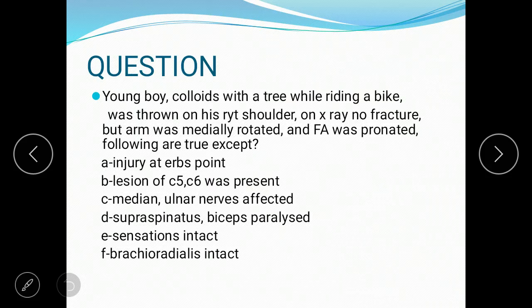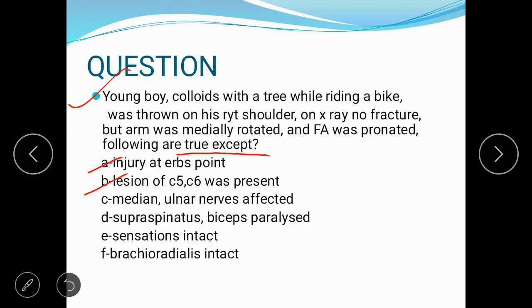Again, coming to this question, injury at Erb's point, this is correct. In this question they have asked for false options. Now, this is a question from Erb's. Lesion of C5 and C6 was present, this is also true. Erb's point root value is C5 to C6. Median and ulnar nerves are affected. I will be discussing this point last.